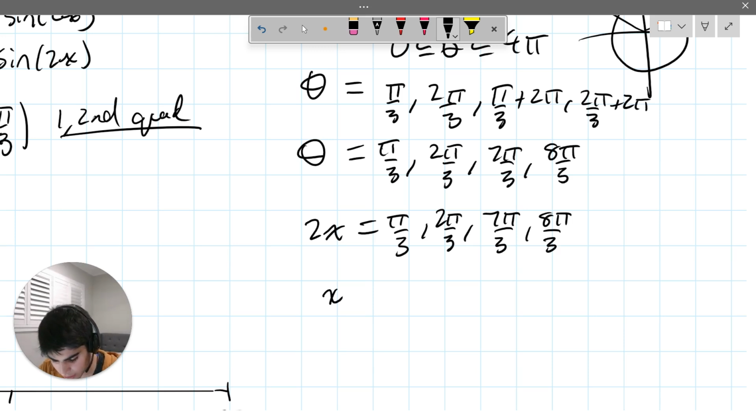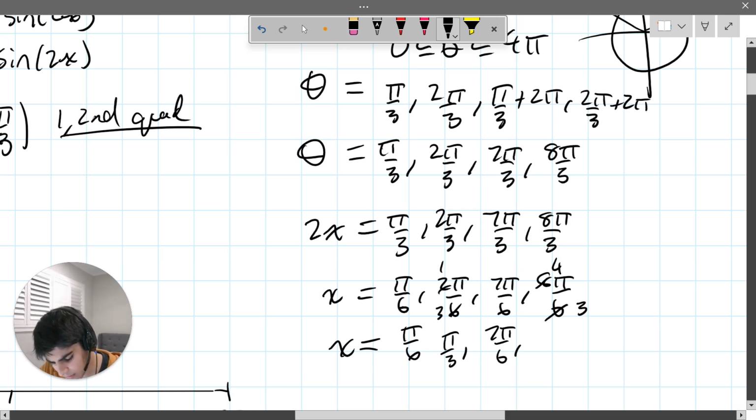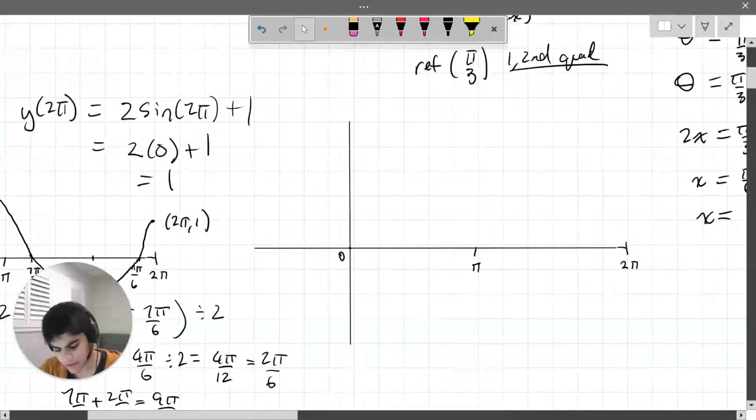Now let's divide all these values by 2 to find the values of x. X equals pi on 6, 2 pi on 6, 7 pi on 6, and 8 pi on 6. Let's simplify all these solutions. X equals pi on 6, pi on 3, 7 pi on 6, and 4 pi on 3. Okay, let's sketch this up.